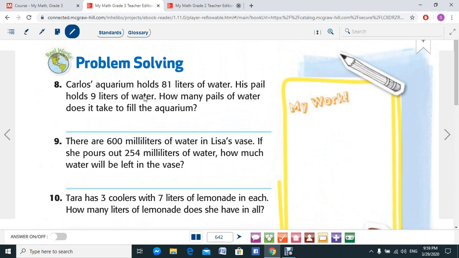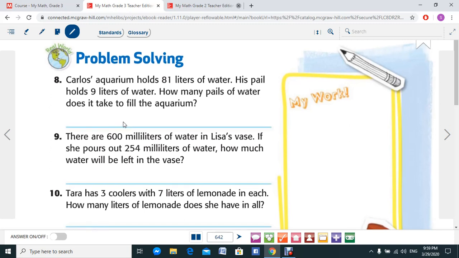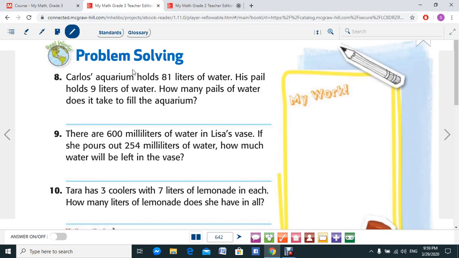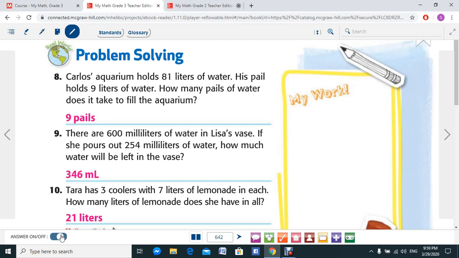Carlos' aquarium holds 81 liters of water. His pail holds 9 liters of water. How many pails of water does it take to fill the aquarium? Think about it. We will divide 81 by 9, and the answer is 9.